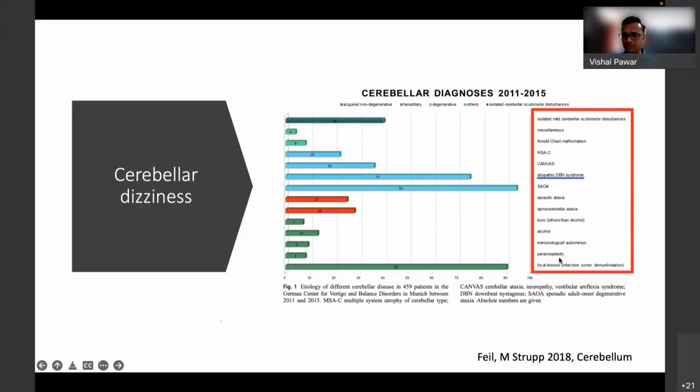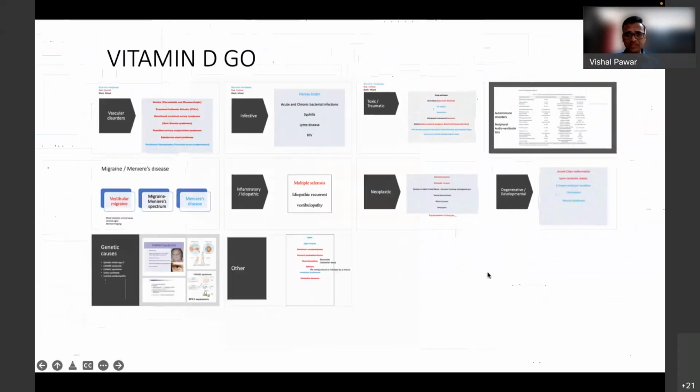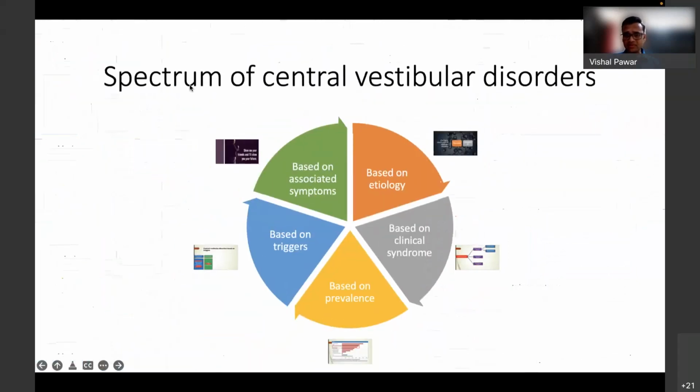And these are the variety of things which can involve the cerebellum, like isolated mild cerebellar ocular motor disturbance, Arnold-Chiari malformation, MSA-C. Patients can have positional nystagmus in MSA-C. I have seen recently one patient who had positional downbeat nystagmus in MSA-C, CANVAS syndrome, idiopathic downbeat nystagmus, spinocerebellar ataxias, and other varieties of disorder. So this completes the spectrum of central vestibular disorders based on the etiology.